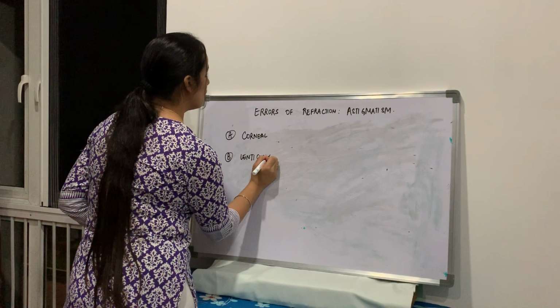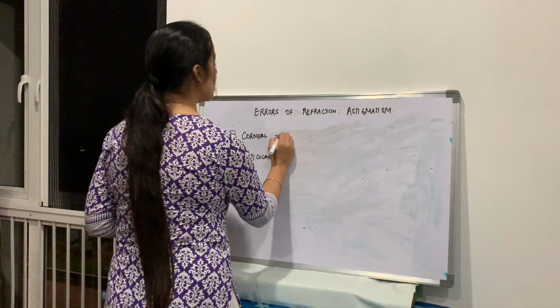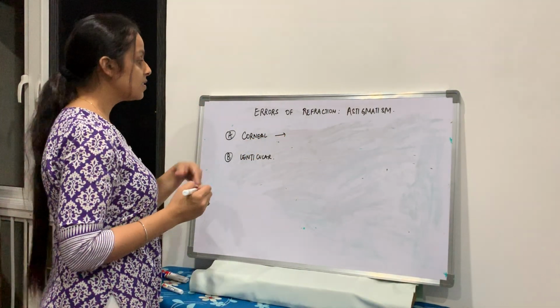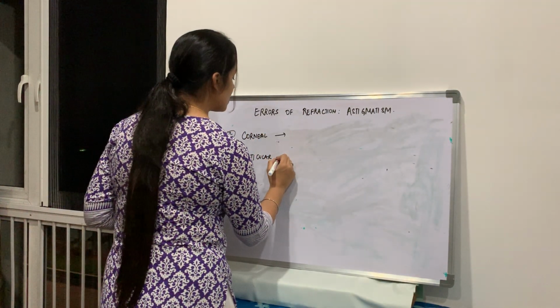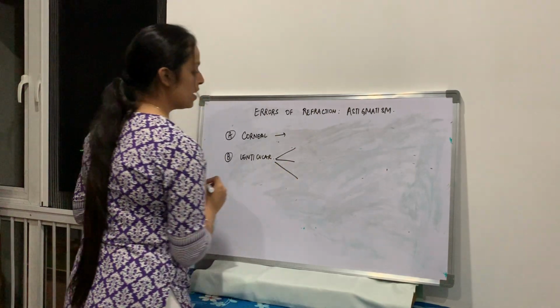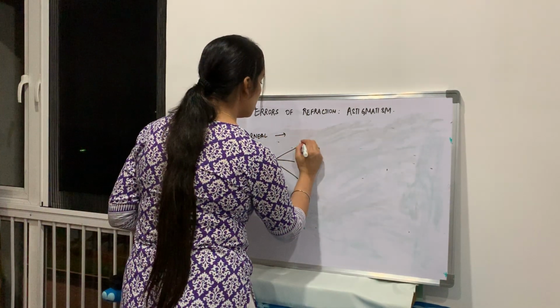Corneal astigmatism is where the curvature of the cornea is not spherical, it is either oblate or prolate in the central portion. Lenticular astigmatism can be further classified. It can also be due to curvature.